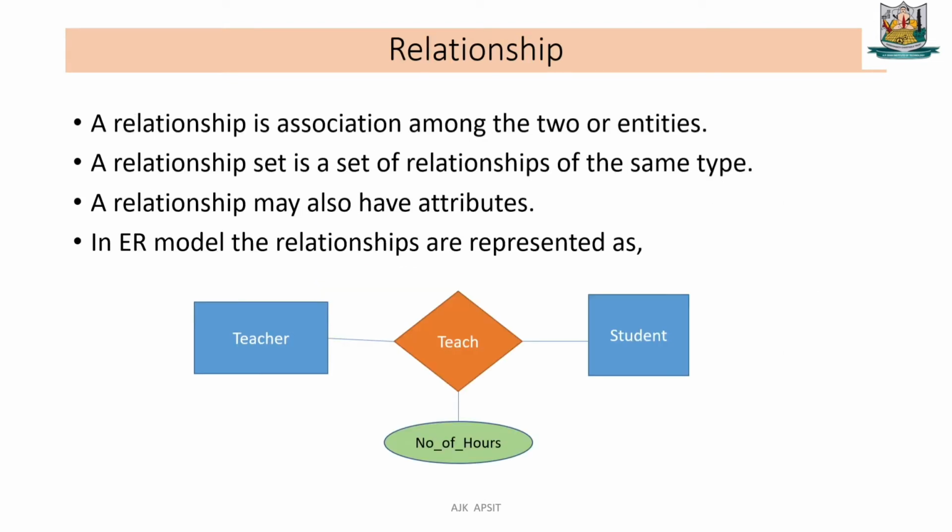The next basic concept which is used in the ER model is a relationship. A relationship is an association between two or more entities. A relationship set is a set of similar or the same type of relationships. It is represented by a rhombus in the ER diagram. A relationship may have attributes. We have considered a simple example as teacher teaches to a student for some specific hours.